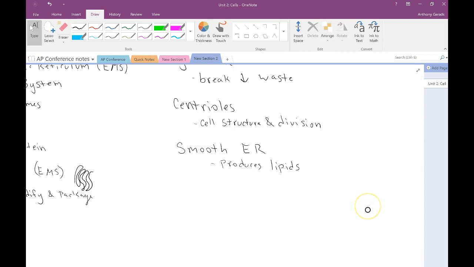And then another thing, do you remember what another big thing the Smooth ER does? We have a lot of them in our liver. It detoxifies. It breaks down toxins.